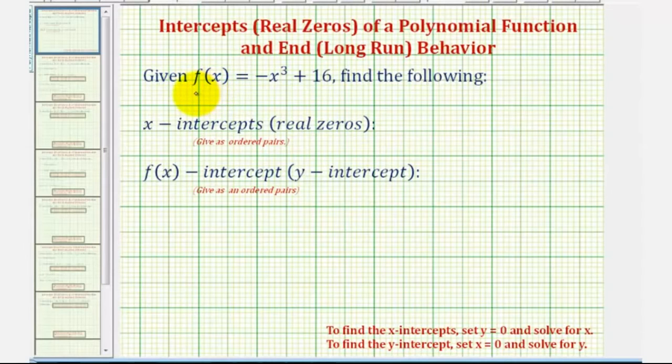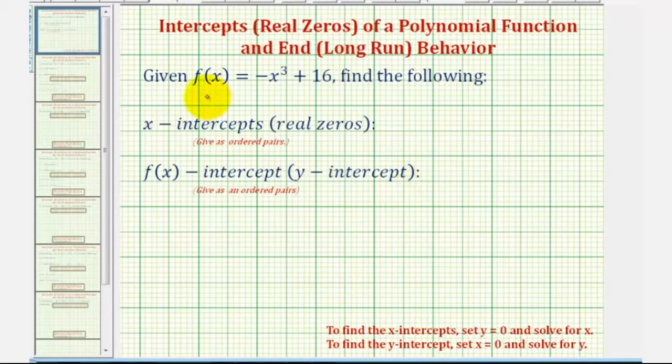Given the polynomial function f of x equals negative x cubed plus 16, we're asked to find the x-intercepts, which could also be referred to as the real zeros or real roots of the polynomial function, and then asked to find the f of x-intercept, which could also be referred to as the y-intercept.